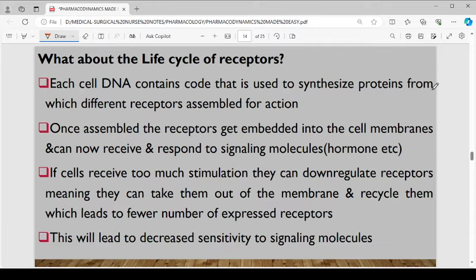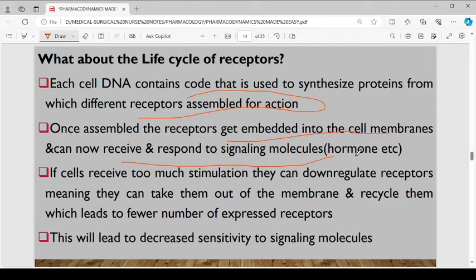So let's also look now at the life cycle of receptors. You find that each cell's DNA contains a code that will be used to synthesize proteins for different receptors assembled for action. Once they have been assembled, the receptor will get embedded into the cell membrane and can now receive and respond to signaling molecules, which in most cases could be hormones or enzymes.